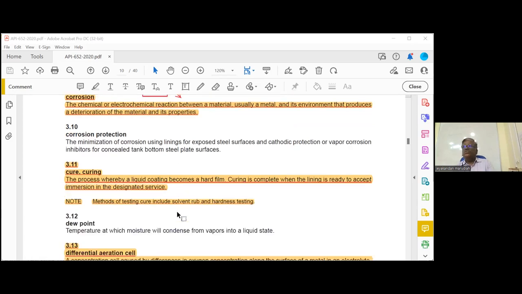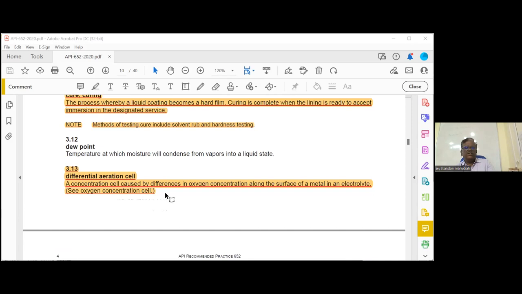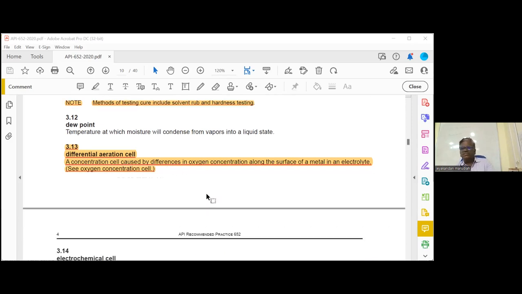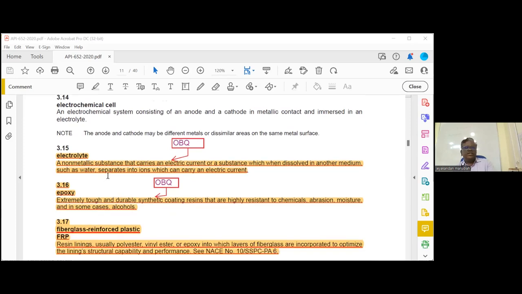Then curing. So we have to dry this lining once applied. That is called curing, the process whereby a liquid coating becomes a hard film. Curing is complete when the lining is ready to accept the immersion in the designated service. So only after curing is completed will we start filling the tank. The differential aeration is the same, a concentration cell caused by difference in oxygen concentration. Then electrolyte: a non-metallic substance that carries an electric current, or a substance which when dissolved in another medium, in water, separates into ions. That is the electrolyte.